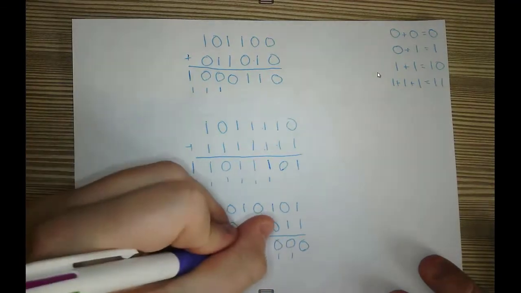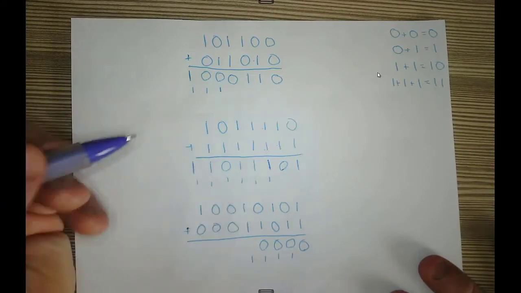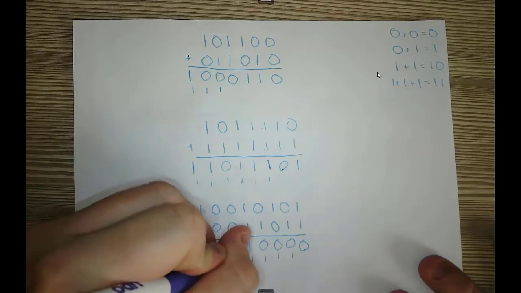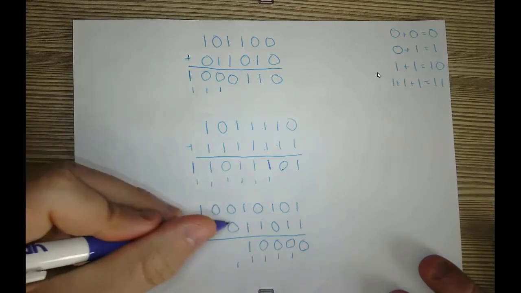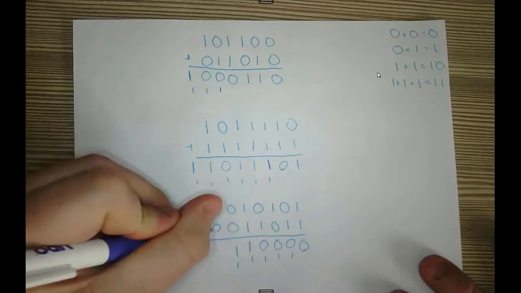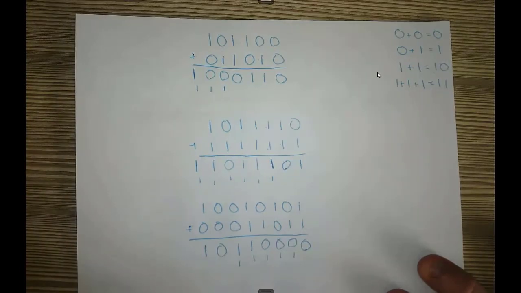0 plus 1 plus 1 is 0, carry 1. We've now got 1 plus 1 plus 1, which is 1, carry 1. Then we've got 0 plus 0 plus 1, so nothing plus 1 is just 1. 0 plus 0 is 0, and 1 plus 0 is 1.